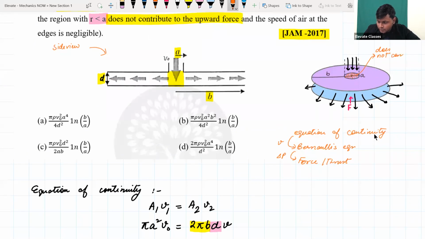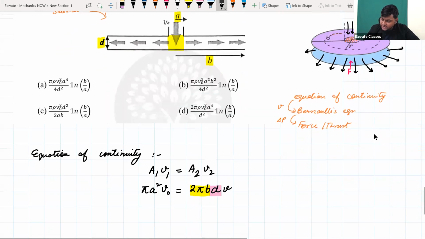So it does not contribute to thrust. So what I'm going to do is I'm not going to take b here, because b is changing. The region r less than a is not going to contribute to the force equation. R greater than a but less than b is going to contribute to the force equation. Therefore I'm going to take just a random disk here. Later on I'll look at the limits. So let's take a random disk at a distance of r.